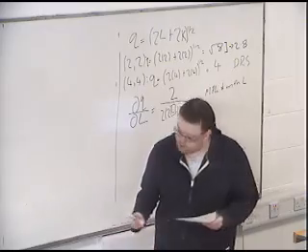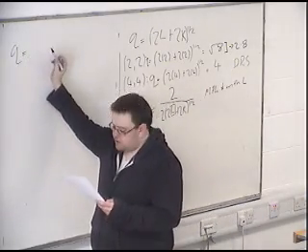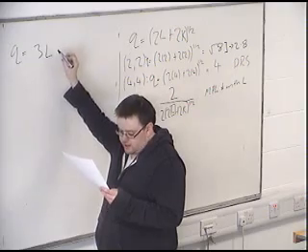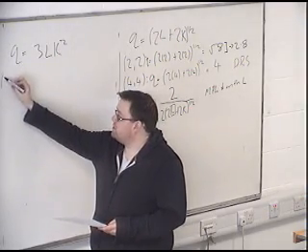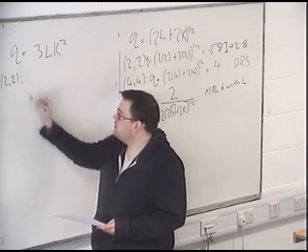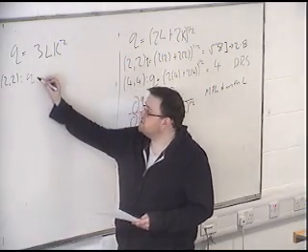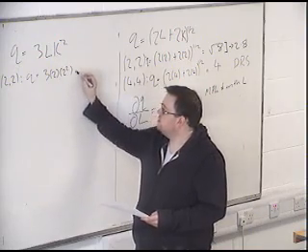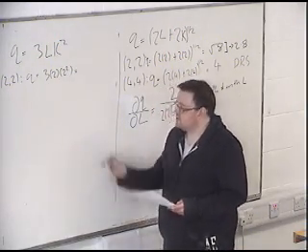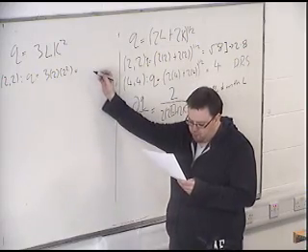So the next one is Q is equal to 3LK squared. So what do we get in terms of Q if we have 2 and 2? Well, if we have 2 and 2, Q is equal to 3 times 2 times 2 squared, which is equal to 6 times 4, which is 24.